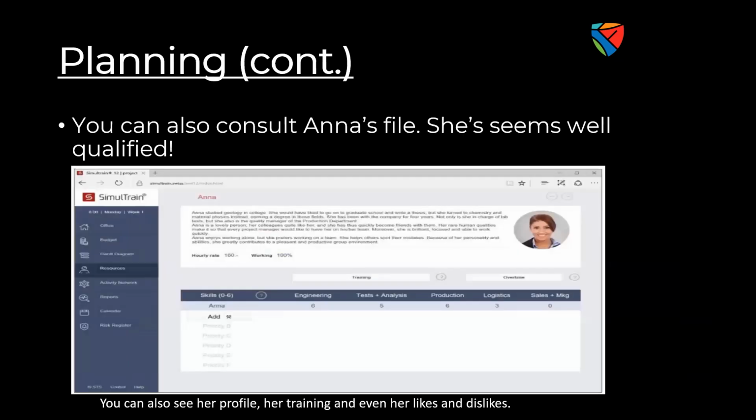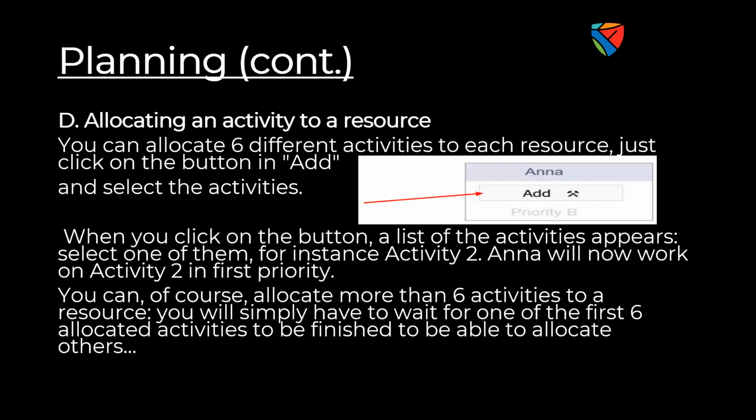See that? And you can also consult Anna's file. She is seen as well qualified. You can see the qualification and details. Okay. The fourth part of planning is allocating an activity to a resource.